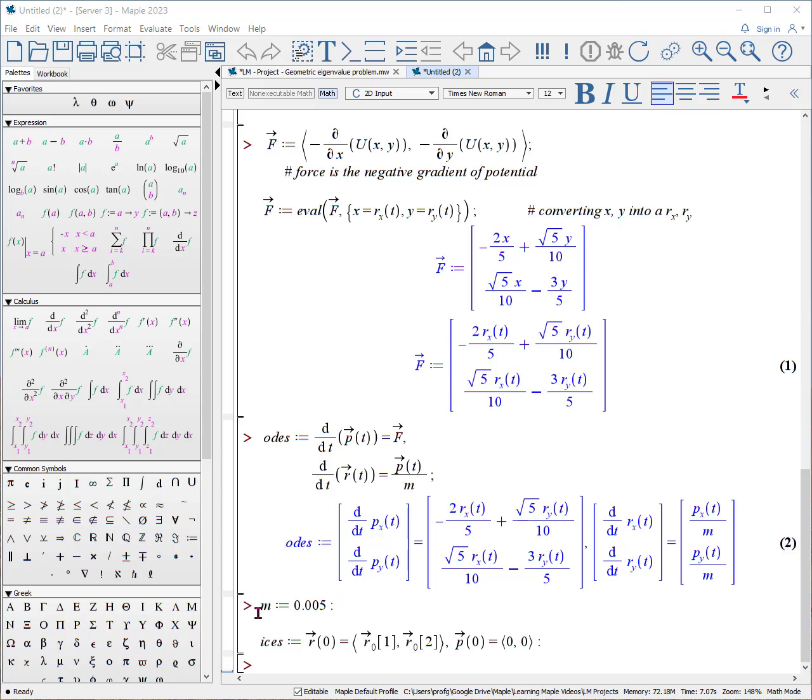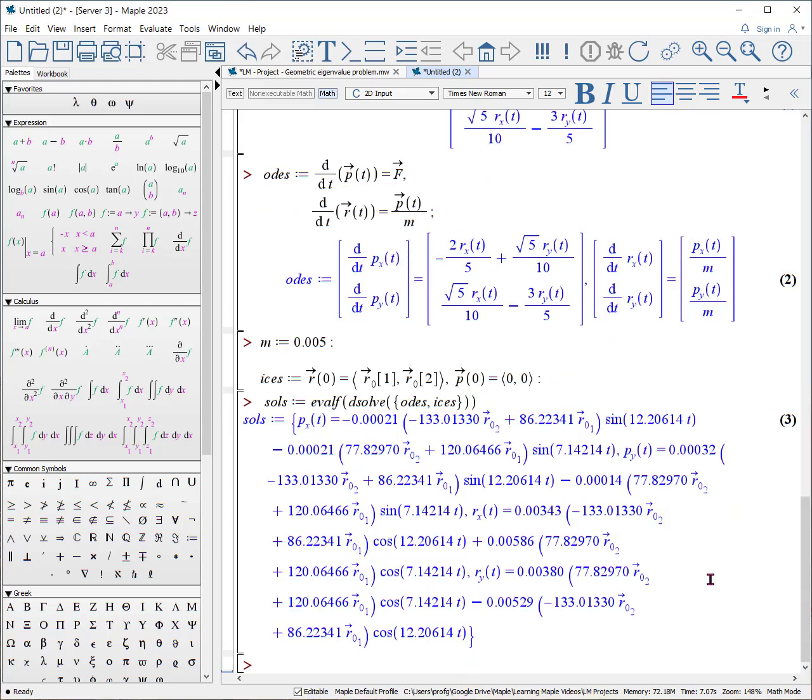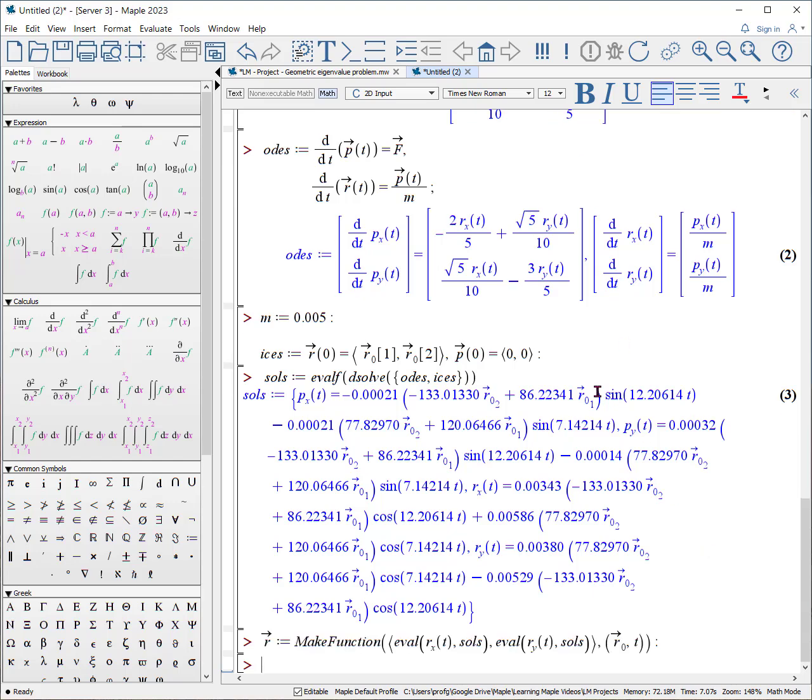Let's give our marble some mass. Let's set the initial position at t equals 0 of the marble given by the components of the r sub 0 vector, and we'll give the object no momentum. We solve the equation using dsolve, providing it the ODEs and the initial condition equations. Then we make a function out of the results that we get, which we have to evaluate from our solutions.